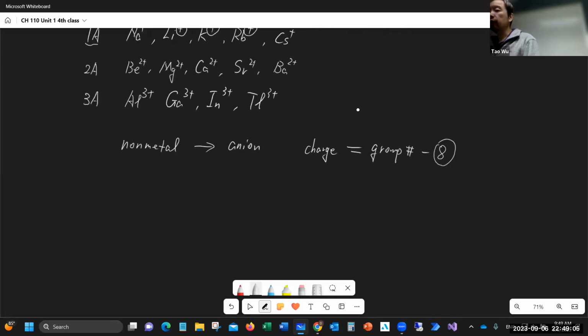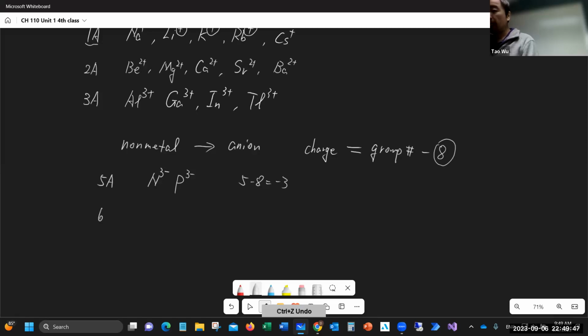For example, take the 5A group, most commonly nitrogen and phosphorus. Arsenic is a metalloid, so usually we're not talking about that. Nitrogen has a 3 negative charge, and phosphorus is also 3 negative. Why? Because 5 minus 8 is equal to negative 3.